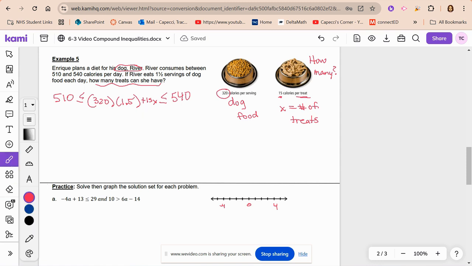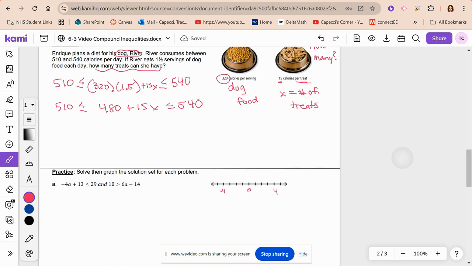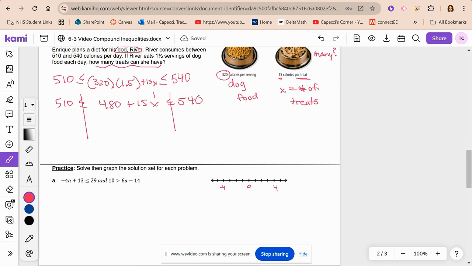So what I'm going to do first is I'm just going to rewrite that 510. And my symbol, 320 times 1.5, that's going to be 480 calories plus the 15 calories per treat. We got to figure out how many treats that dog is allowed to have and still stay within the calories allotted. Okay. So now again, I have one x in the center, so I can do my different sections like we did above. I need to get that x by itself.